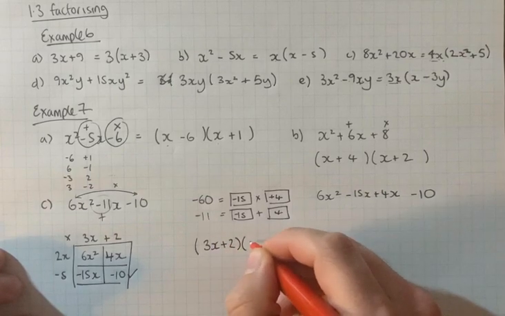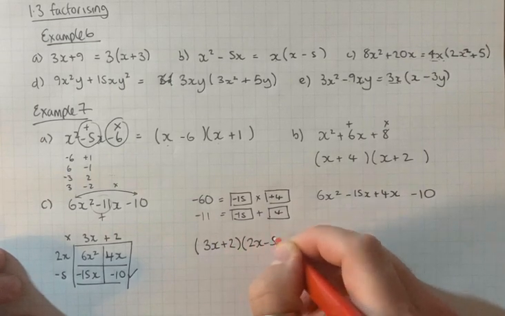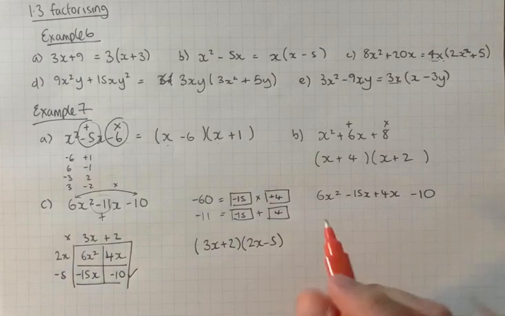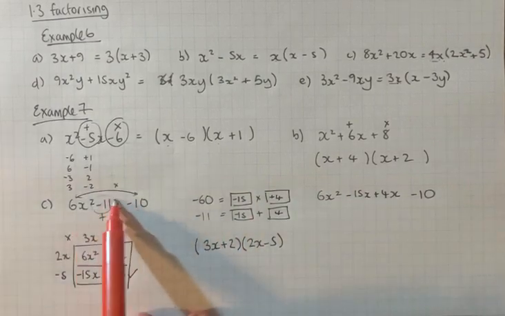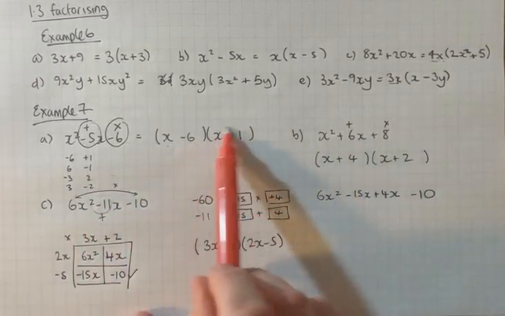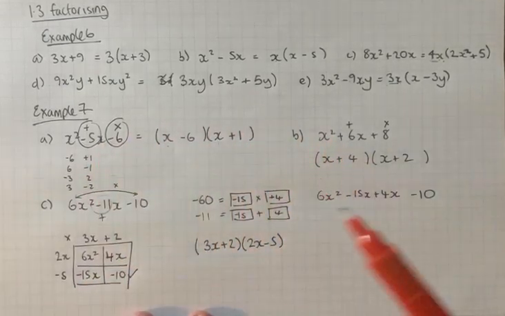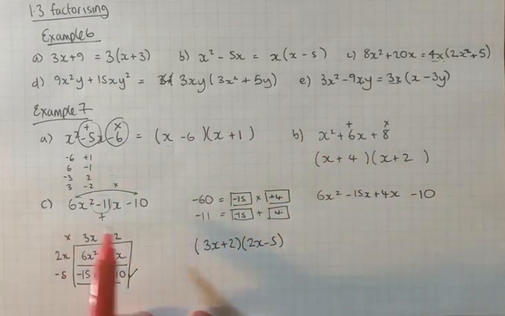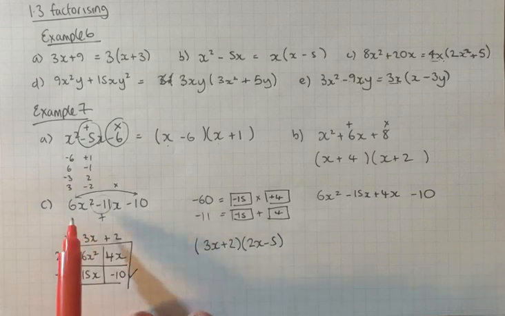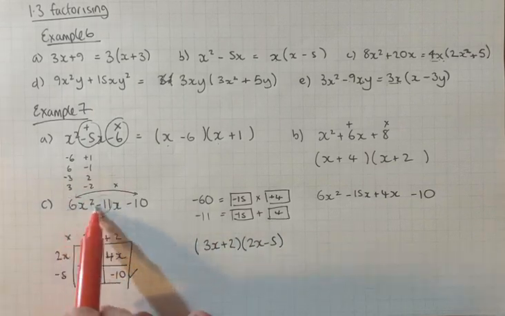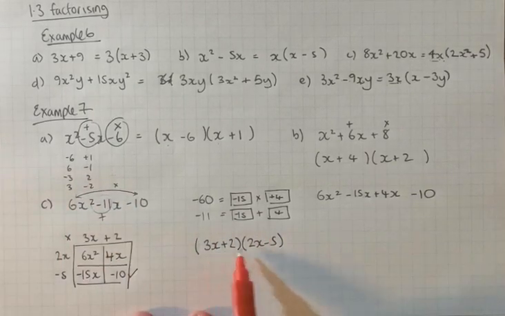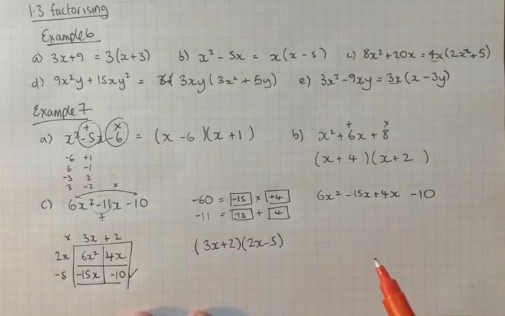So it's quite a long process, but it's 3x plus 2, 2x take 5. Now with practice, you can factorise this straight to this using a similar method to A and B, just by practice. Because you know these first two terms are going to have to combine, times together, to make 6x squared. So you haven't got a lot of options. Let's say practice.